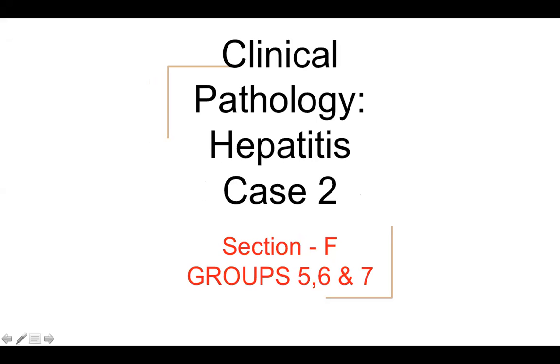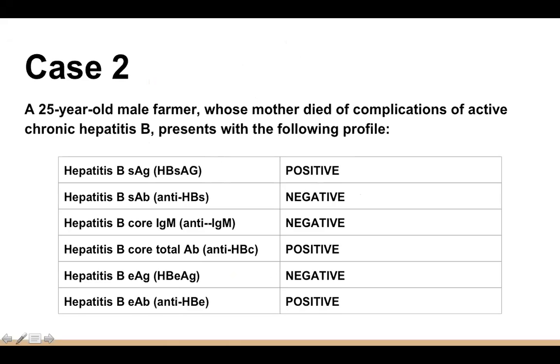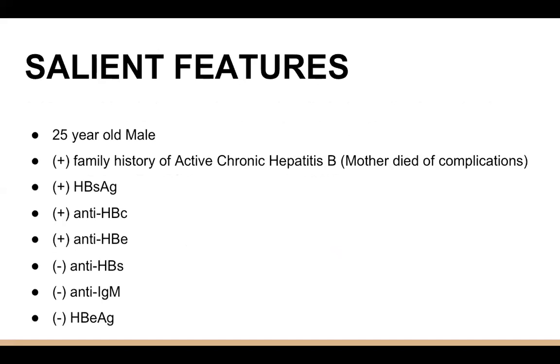For case 2, a 25-year-old male farmer whose mother died of complications of active chronic hepatitis B presents with the following profile. For the salient features, the 25-year-old male has a family history of active chronic hepatitis B, and his mother died of complications. He is positive for HBsAg, positive for anti-HBc, positive for anti-HBe, negative for anti-HBs, negative for anti-IgM, and negative for HBeAg.